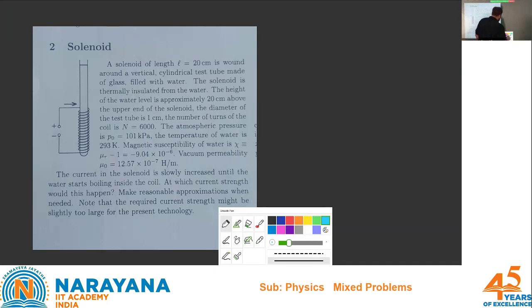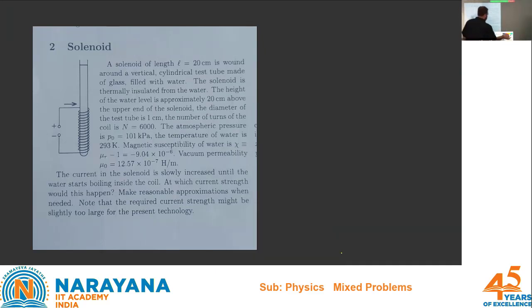Actually, in this problem, there is a solenoid. It has a length of 20 centimeter, solenoid of length L. So that is given. This is wound around a vertical cylindrical test tube made of glass filled with water. So you can see that. The solenoid is thermally insulated from the water. That's fine, no heat interaction. The height of the water level is approximately 20 centimeter above the upper end of the solenoid. The diameter of the test tube is 1 centimeter.